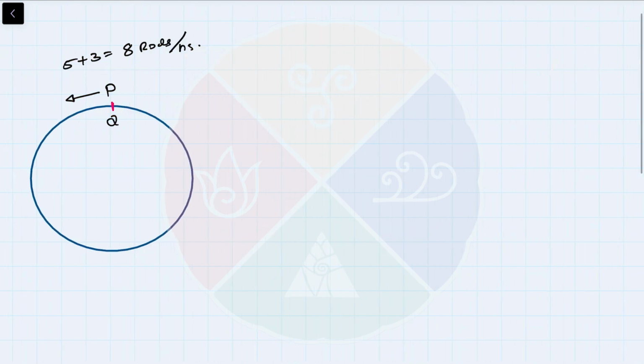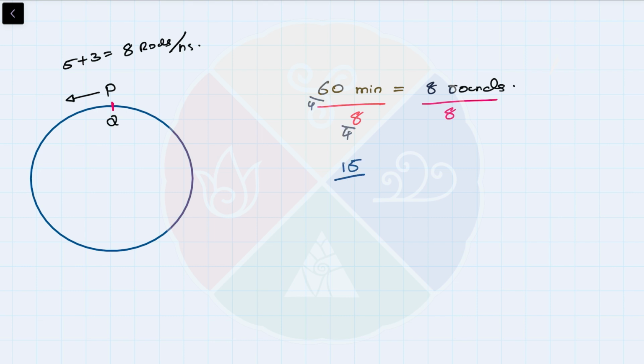Now 8 rounds per hour means in 60 minutes, this person is doing 8 rounds. Now if I want to figure out how much time is taken for one round, I simply have to divide both sides by 8. So if I do that, 60 is divisible by 4, yes. So divided by 4, divided by 4, I'm going to get 15 by 2 minutes for one round, or that is nothing but 7.5 minutes for one round.